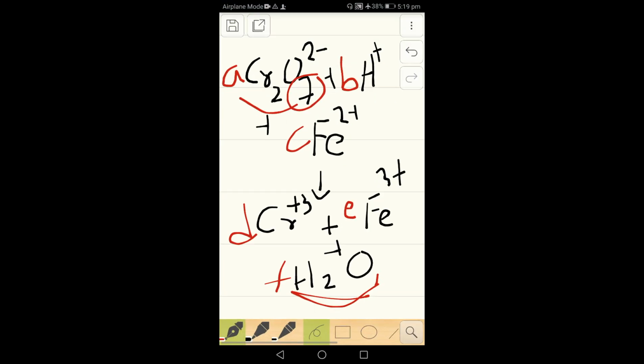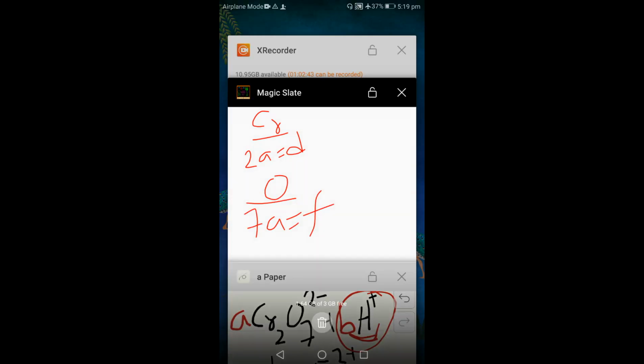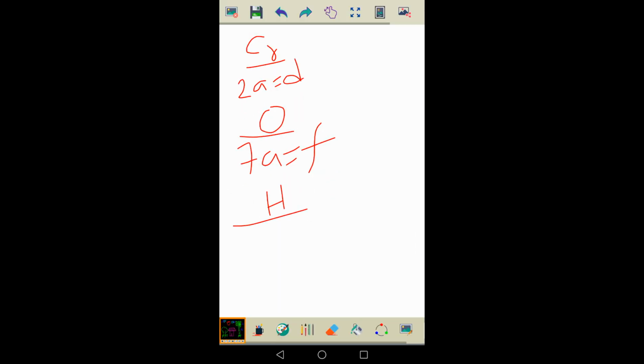Okay, now let's look at hydrogen. So here is 1 hydrogen, so 1 into B, so it's B, and here are 2 hydrogen, so 2 into F means 2F. So for hydrogen, B is equal to 2F.